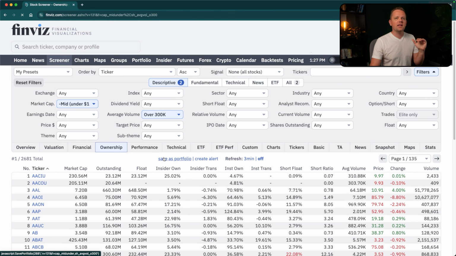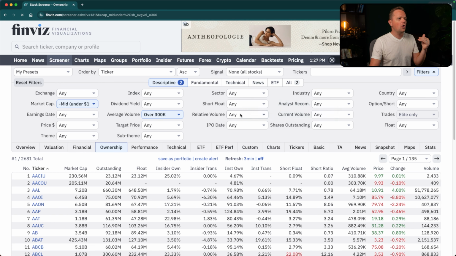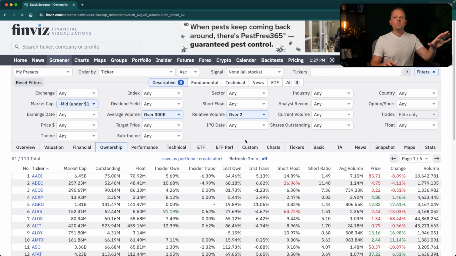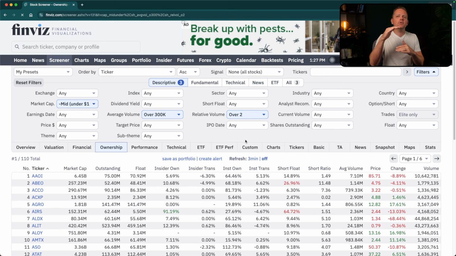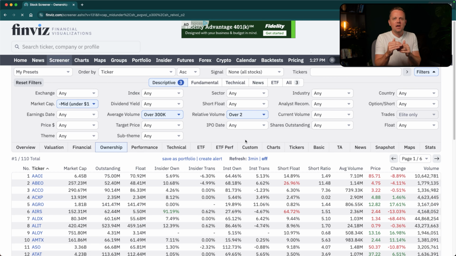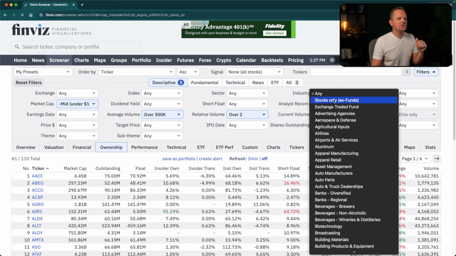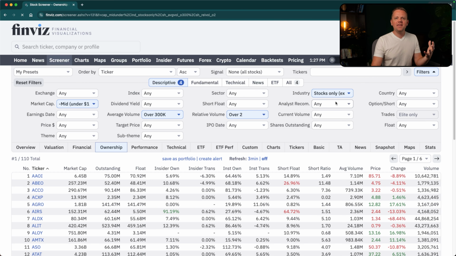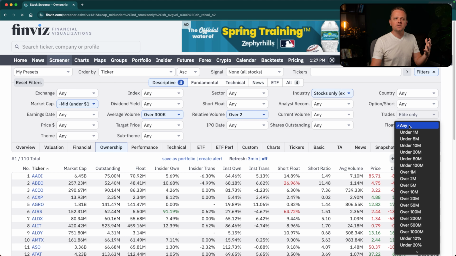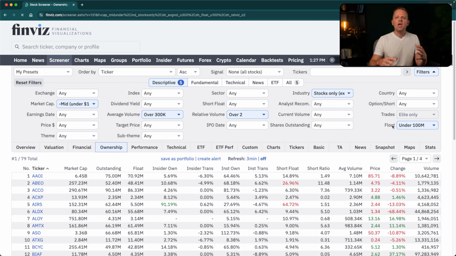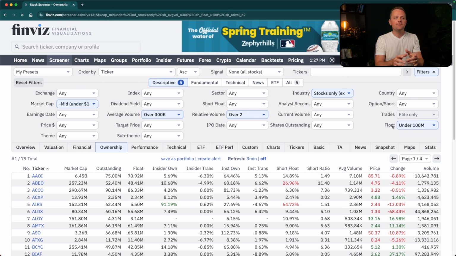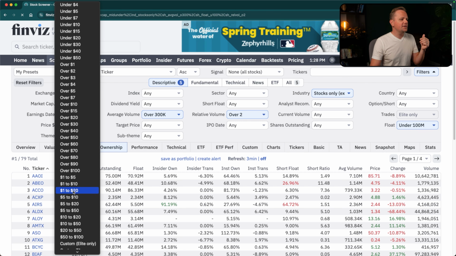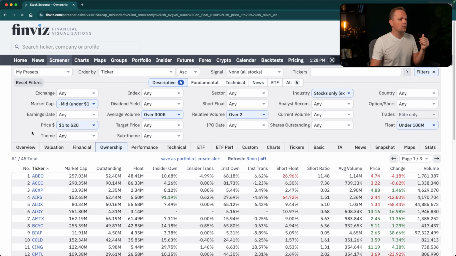Then you're going to go over to relative volume. And again, we want over 2, because a gap up on high relative volume is a very different beast from a quiet gap on a normal amount of volume. Now, again, we go to the industry here. We're going to go to stocks only. And then the float, we're going to set to under 100 million. We're tightening the float requirement here because smaller floats amplify the gap move significantly. And then we're going to set the price here from $1 to $20. That's the range that we're looking at.